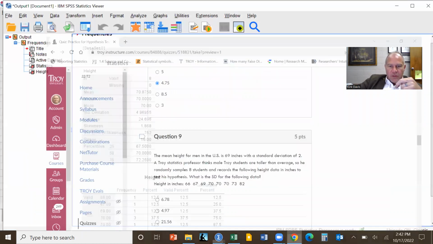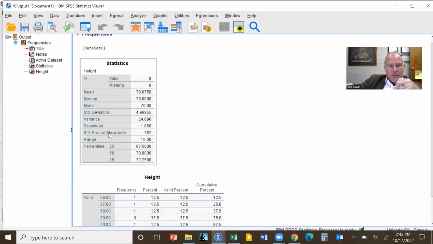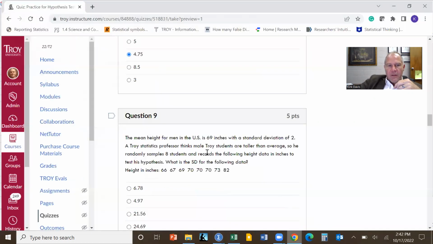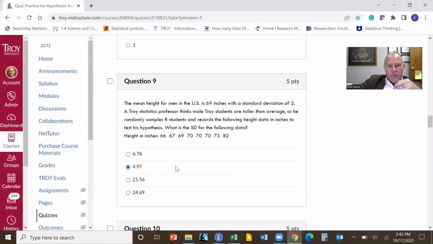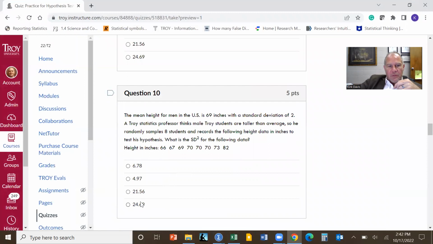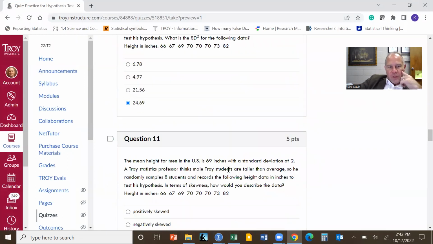What's the standard deviation and the variance? If you know the standard deviation, you just square it and you have the variance. And so the standard deviation is 4.96. If I square that, I get 24.69. So 4.97 and 24.69.